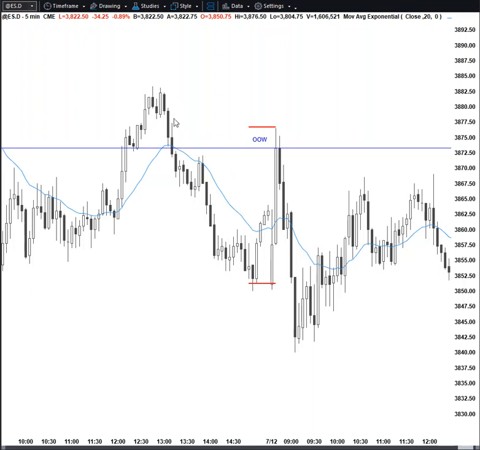This is a sell to close situation, or this. This is a buy the close situation. This isn't ideal.